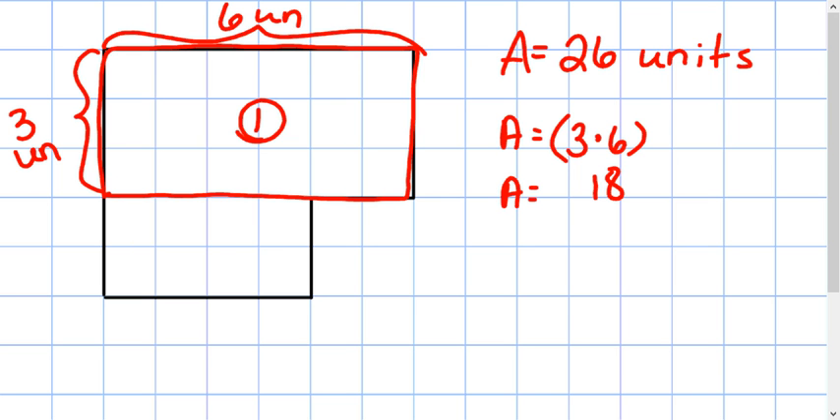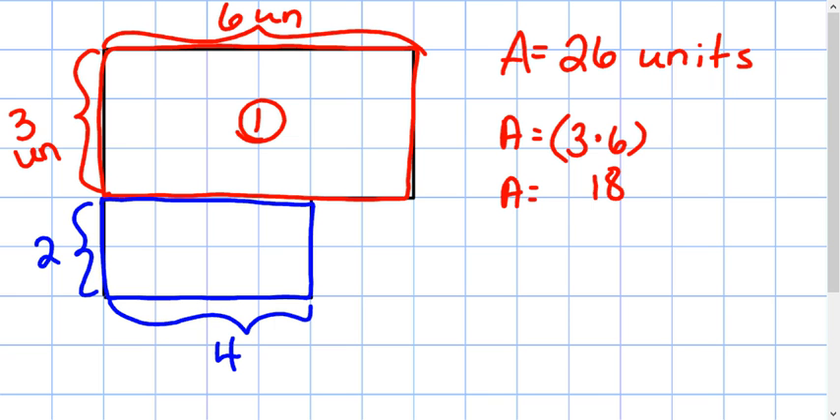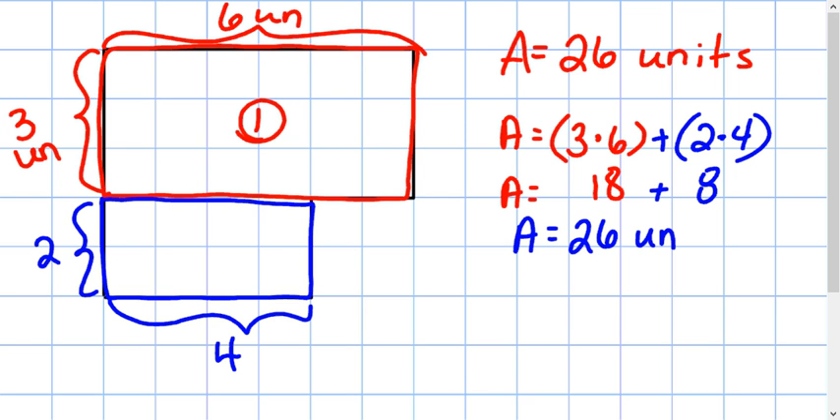And then the second part, we'll start right here, is 2 units by 4 units. So we would say that that part is 2 times 4, and then we want to add those. 2 times 4 is 8, so 18 plus 8 is still 26 square units.